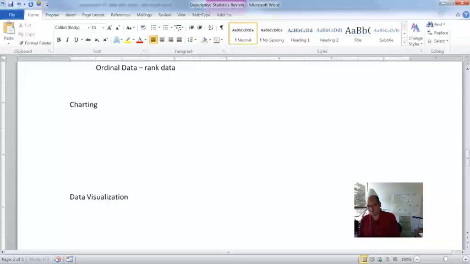Charting, what do we do? Well, you're working on some homework, or maybe hopefully got a good start on it. There are a few things you've got to know how to do: a bar chart, a histogram, a scatter plot.